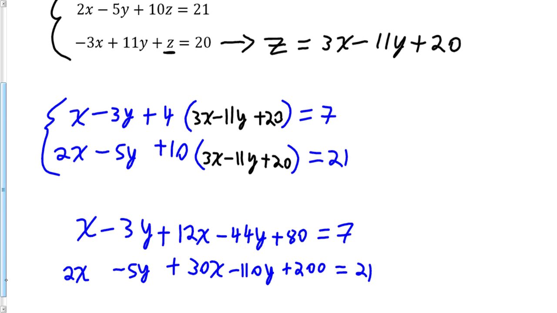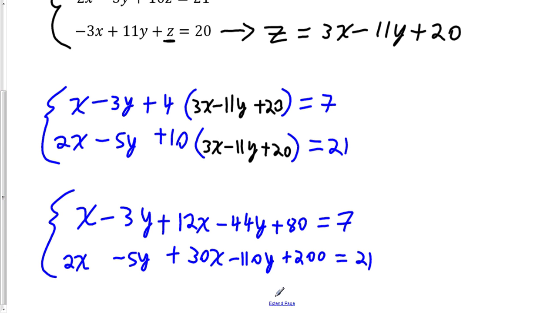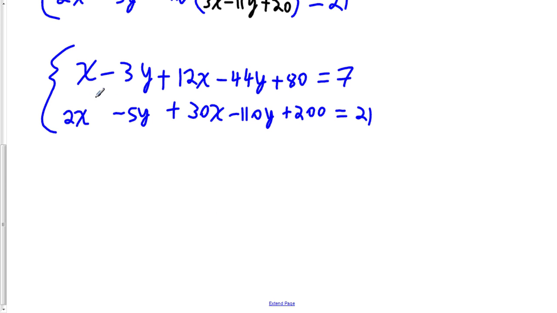Okay, so now I have these new equations without parentheses. I'm just going to combine like terms. So I'm combining this x with this 12x to make a 13x. I'm combining this negative 3y with this negative 44y to make a negative 47y. And then this 80 that's on the left-hand side, I'm going to bring over to the right-hand side by subtracting 80 from both sides. When you subtract 80 from this side, the 80 just cancels, but when you subtract 80 from this side, you get negative 73.